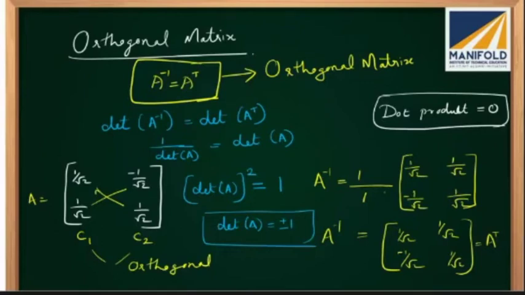You want time to take down notes? You just need to write these points. A inverse is A transpose. You write an example matrix, you write dot product is 0, and then determinant is +1 or -1.